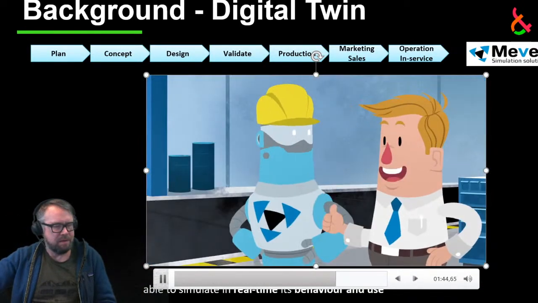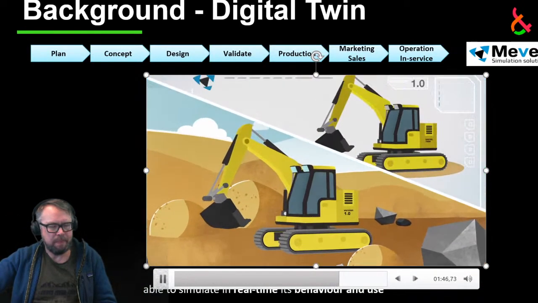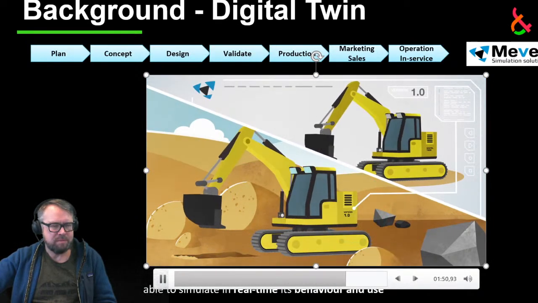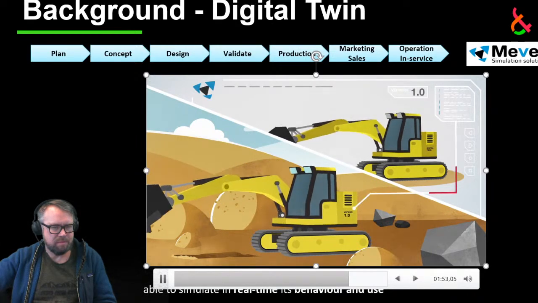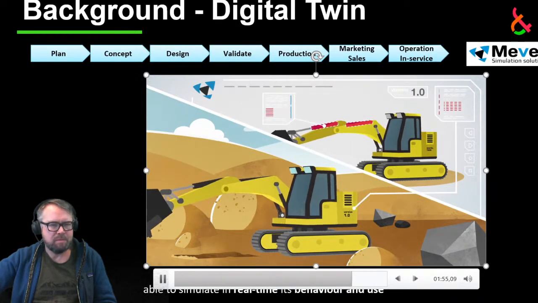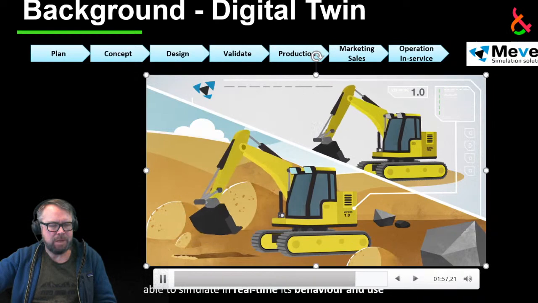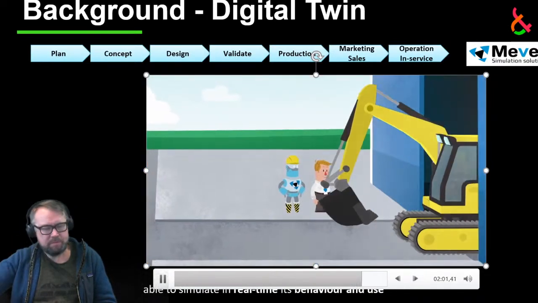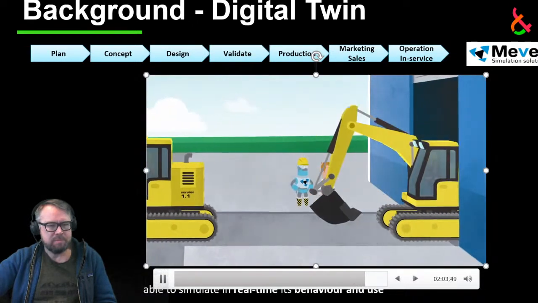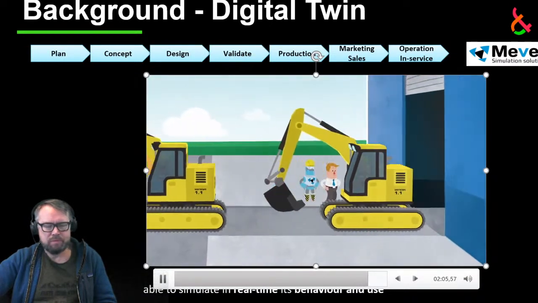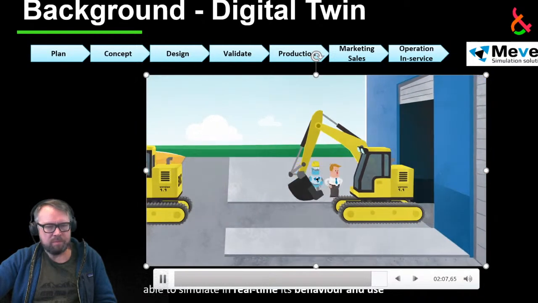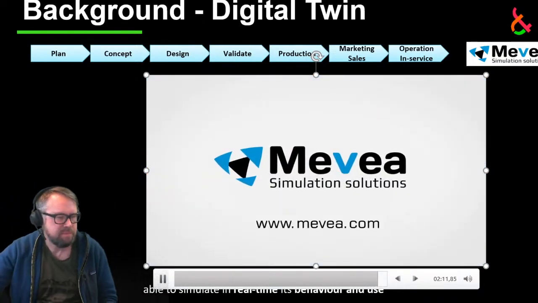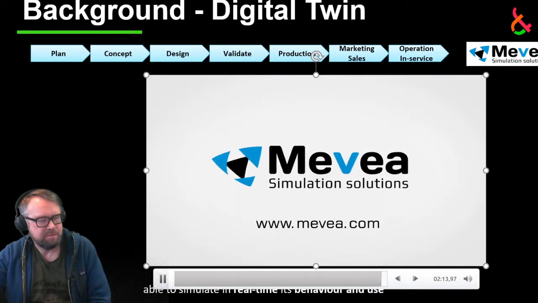The digital twin lives and evolves throughout the life cycle of the product. Once connected, the digital twin can analyze the machine's use and behavior in the field and provide vital feedback. This data can also be used to develop the product further. With Mevea's digital twin software, you can develop even the most intelligent and complex machines with ease and change the way you engineer and operate your products. Read more about Mevea Digital Twin on our website.